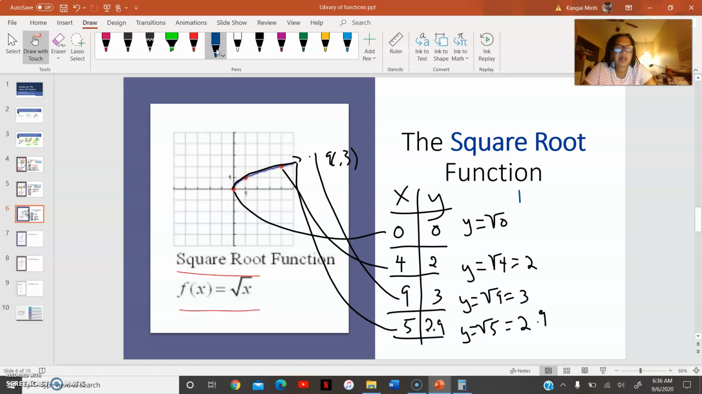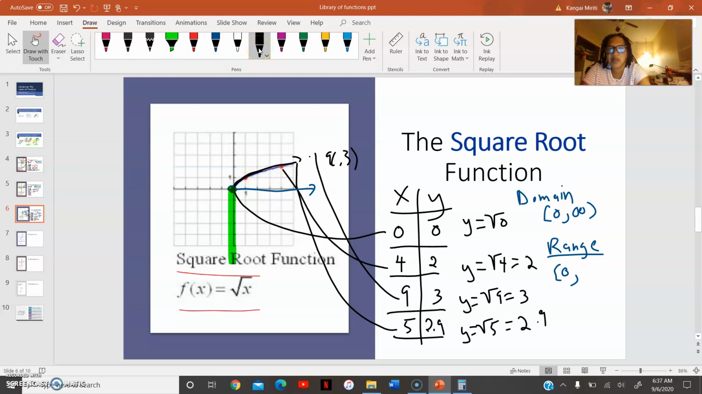And the domain of this function, where does it begin? Right here at 0, and it goes forever in the positive infinity direction. And the range, how low does this go? Again, if I'm traveling along the y-axis, I don't see anything until I get to 0. And believe it or not, this function goes on forever, up and up and up, because this will continue to get wider. So it's from 0 to infinity.